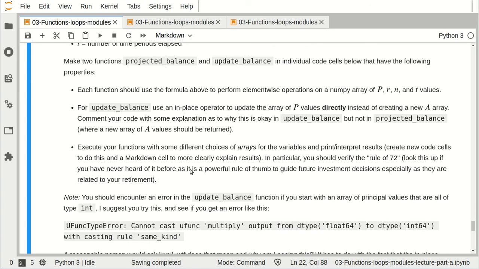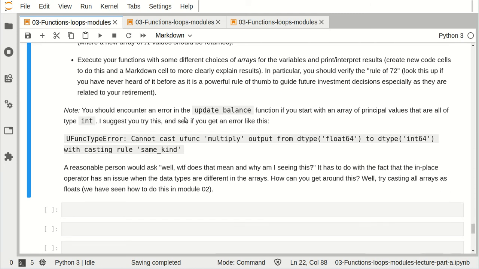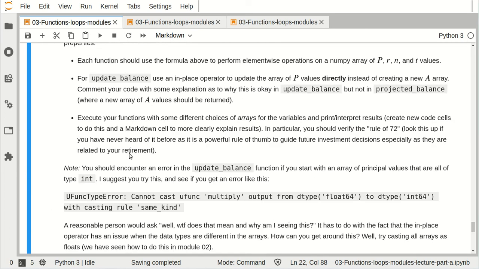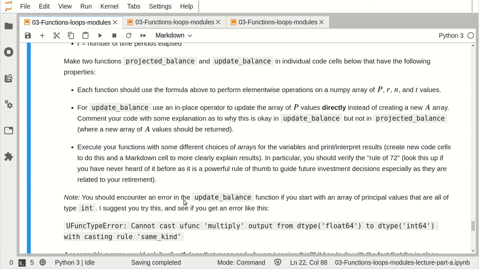And then, of course, I ask you to execute your functions with some different choices of arrays. We'll come back to this because we're going to focus on creating these functions first. There is a note here. You should encounter an error in the update balance function if you start with an array of principal values that are all of type int. I suggest you try this and see if you get an error like this. So ufunc means universal function in NumPy. When you apply a function to an array that's meant to be efficient, it's called a universal function.